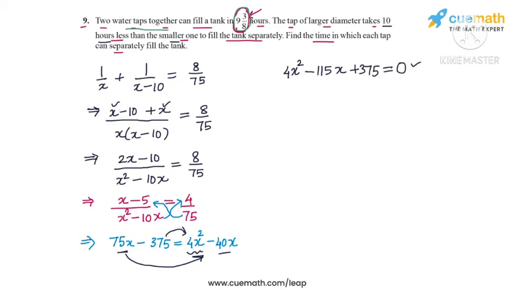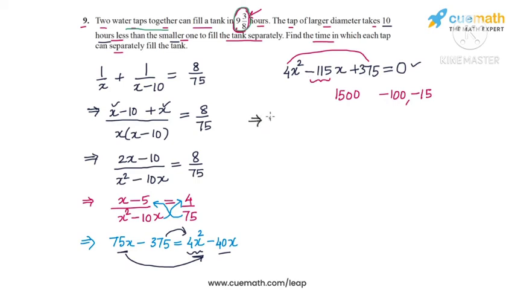Now to solve this equation I'm going to use the technique of splitting the middle term. So I need two numbers whose sum is equal to minus 115, the coefficient of x, and whose product is equal to 4 times 375. So 4 times 375 is 1500, and I need two numbers whose product is 1500 but sum is minus 115. So those two numbers are minus 100 and minus 15, because their product is 1500 and their sum is minus 115. So let's split the middle term accordingly.